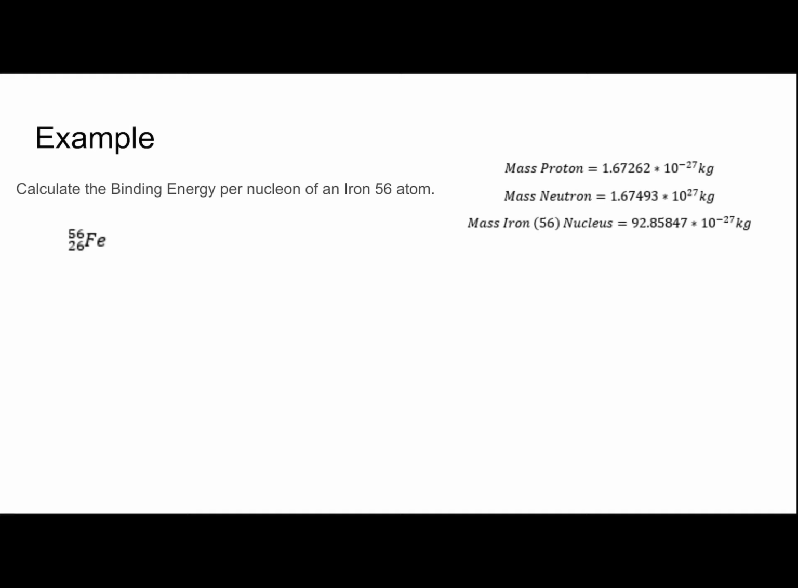Mass of the neutron is equal to 1.67493 times 10 to the power negative 27 kilograms. And mass of the iron nucleus is 92.85847 times 10 to the power negative 27 kilograms.